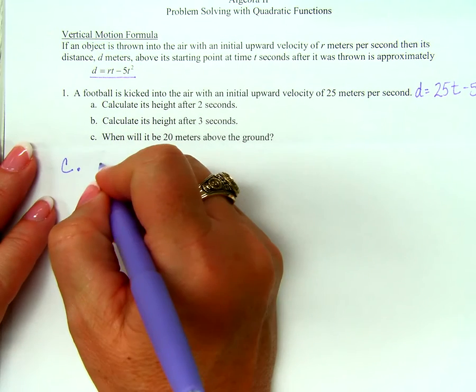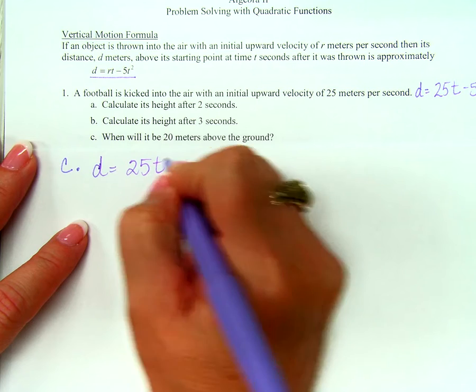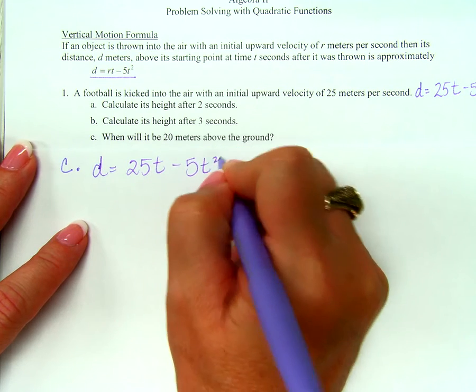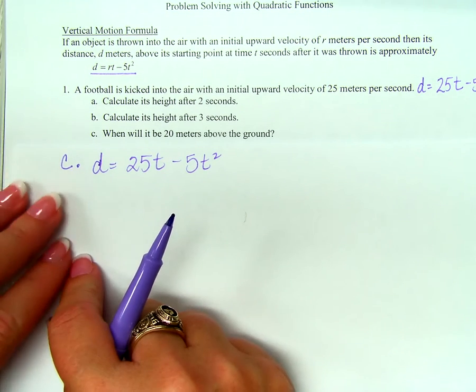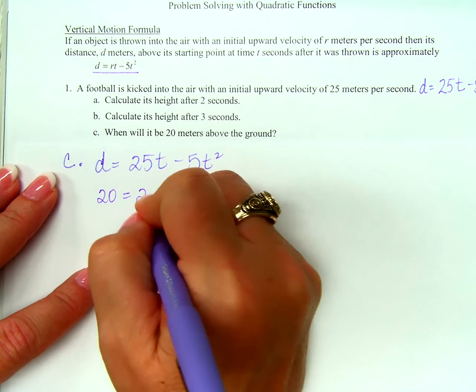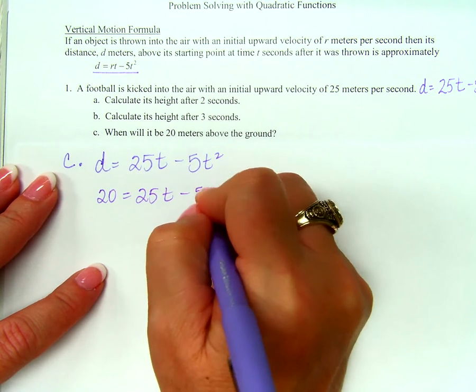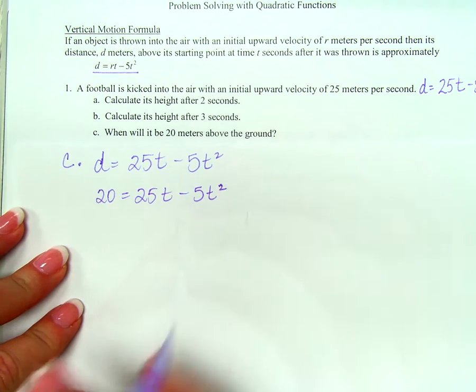So we're using the same formula, D equals 25t minus 5t squared, but we're substituting in 20 for our D, our vertical distance. Okay? So 20 equals 25t minus 5t squared. Good. Now what?